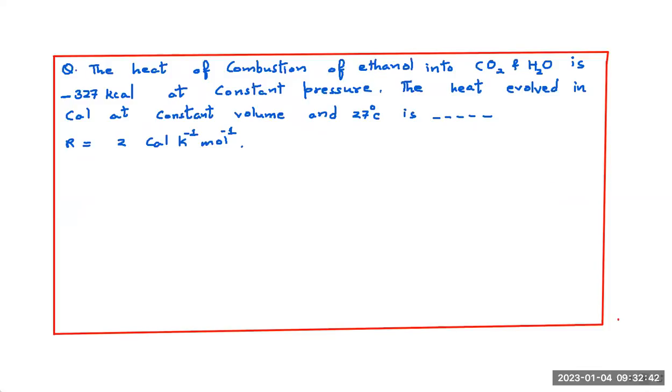The heat of combustion of ethanol into carbon dioxide and water is 327 kilocal evolved. So very first thing, I make this equation. Ethanol is C2H6O and I am doing its combustion, burning in presence of oxygen. So 2 carbons are there. They give me 2 molecules of carbon dioxide and 6 hydrogen produce 3 molecules of water. And we know ethanol is a liquid, oxygen is a gas, carbon dioxide is a gas.